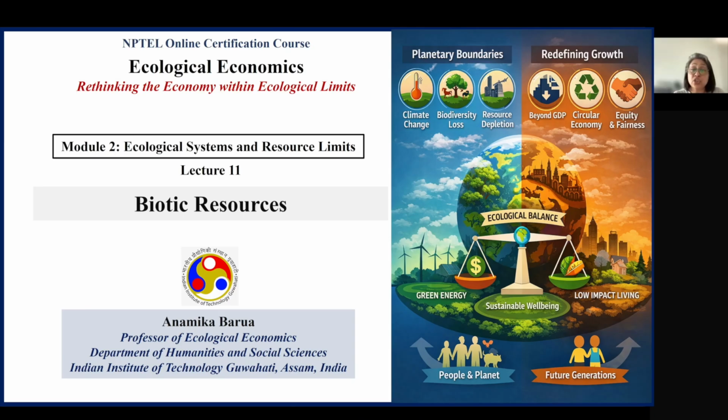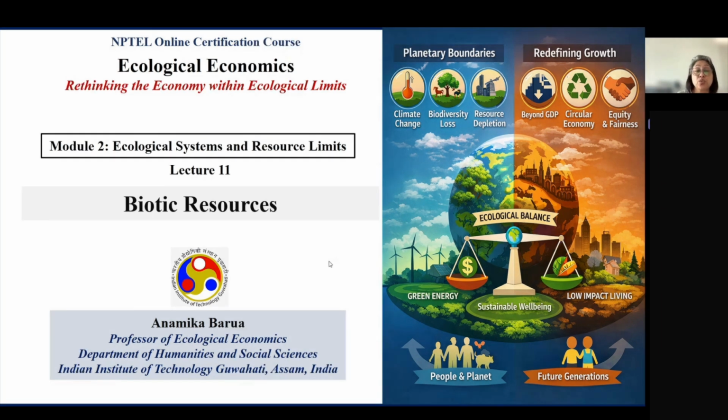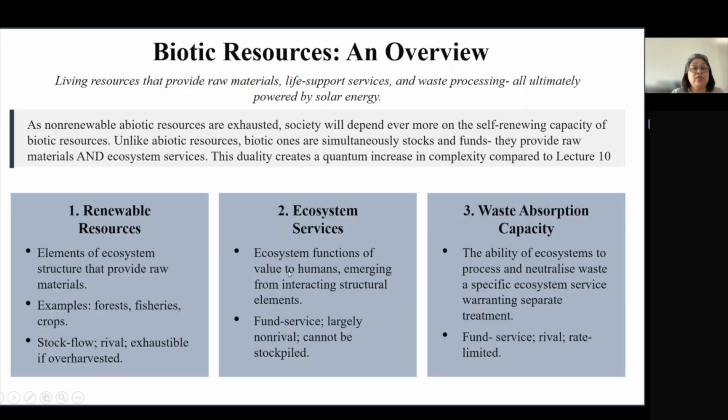In our last lecture, we examined abiotic resources, the non-living foundations of the economy, and today we turn to biotic resources, the living ones. And we will see that they introduce a quantum leap in complexity, makes it even more complicated, actually. Okay, so first let's take an overview of what biotic resources are. Let me give you the big picture.